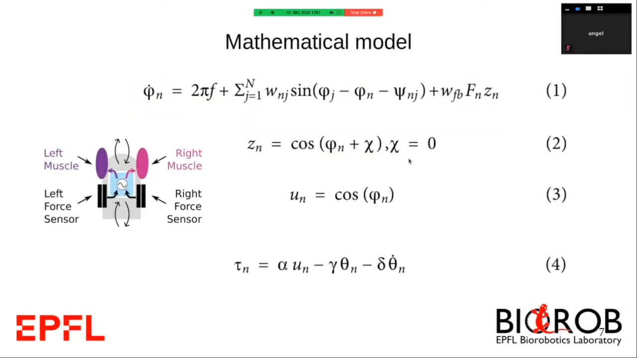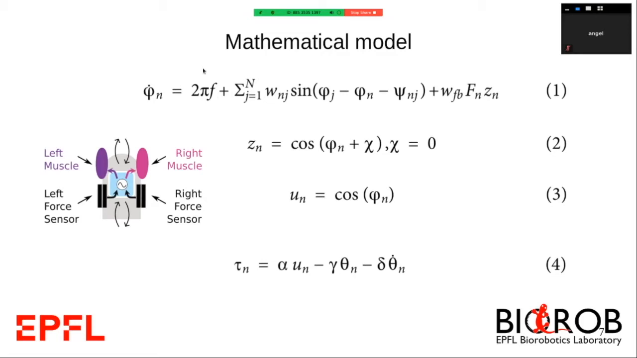So we go now to the mathematical model. These first two parts are what we know as a CPG. This is work that has been done quite long ago, especially in my lab, BioRob. We work a lot on CPGs, in this part on the left. And the part that we are adding with this work is the part on the right, that is the feedback. Okay, so this term in here is the intrinsic frequency.